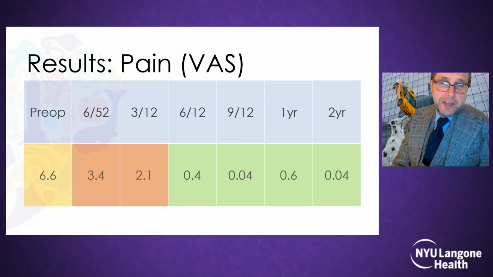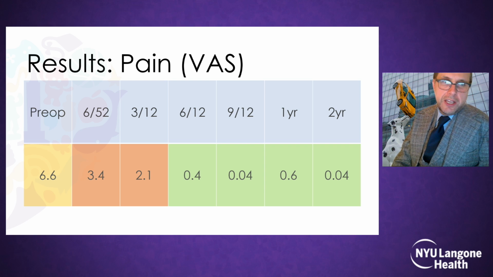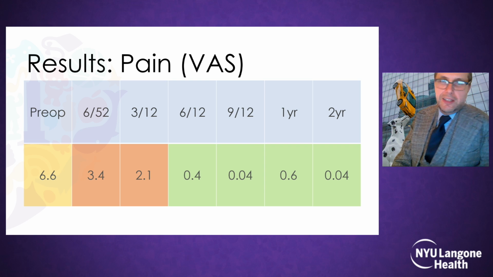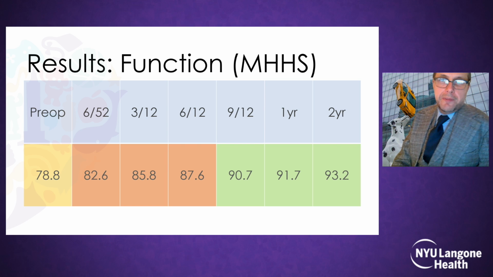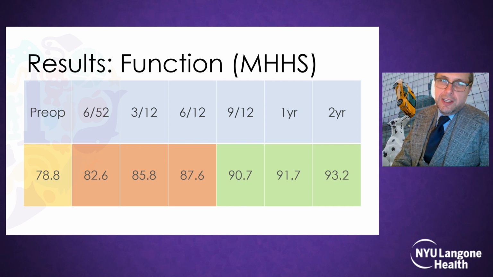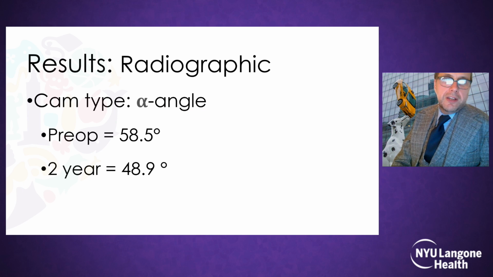The results have been very good with this. This is pain on a visual analog scale, which preoperatively was at 6, and 2 years after the procedure is maintaining at less than 1. So basically the pain has gone away. Function, we measured using a modified Harris hip score, and the pain and the function improved from a pre-op of just under 80 to above 90 at 2 years and maintaining good function of the hip.